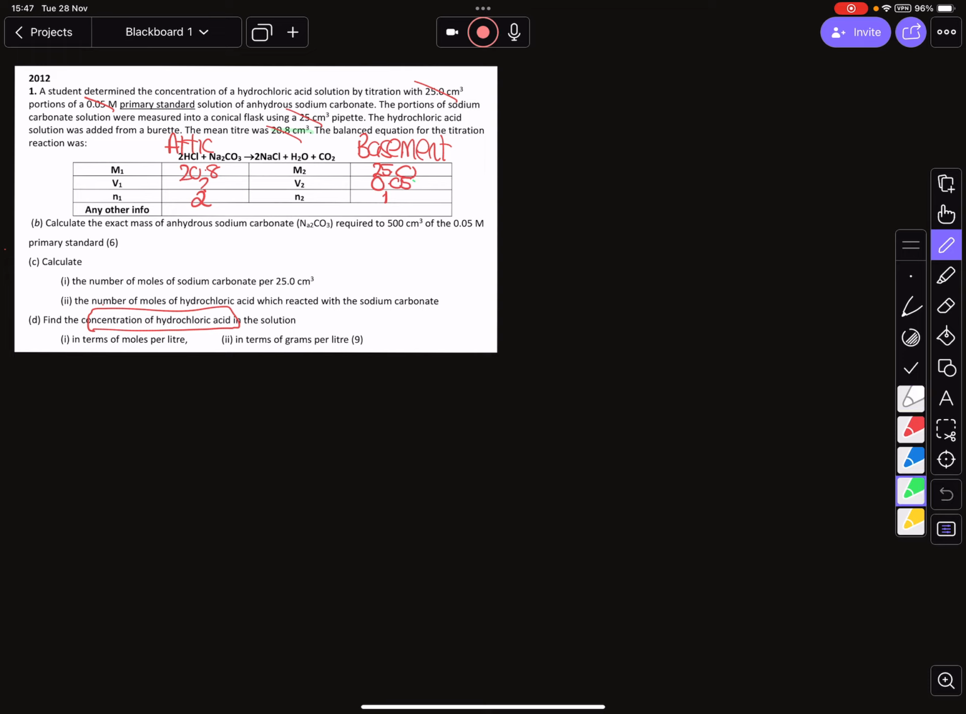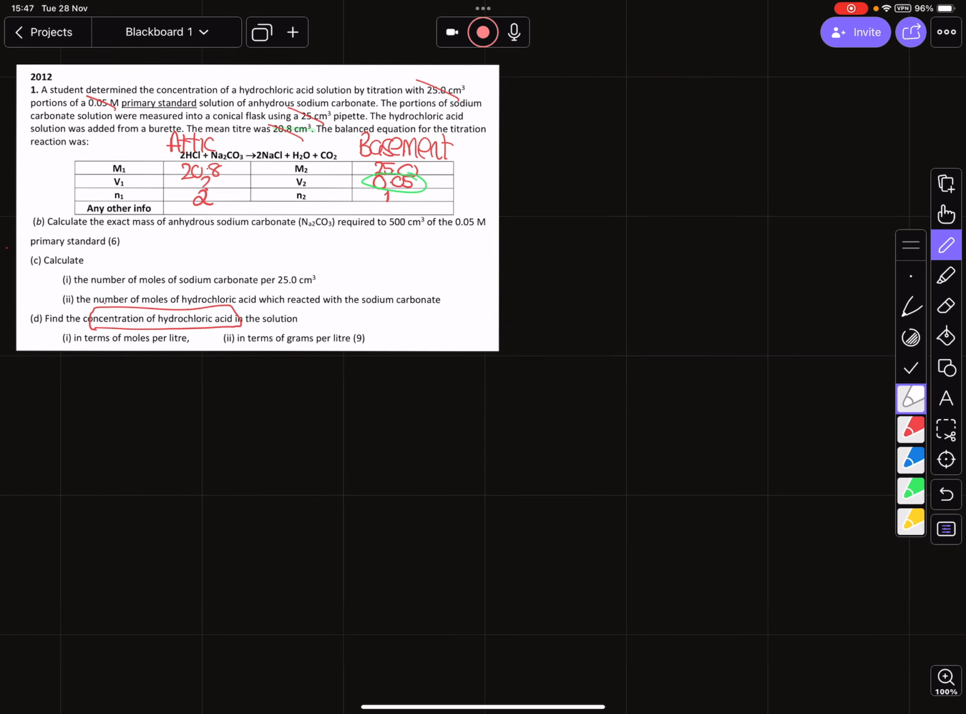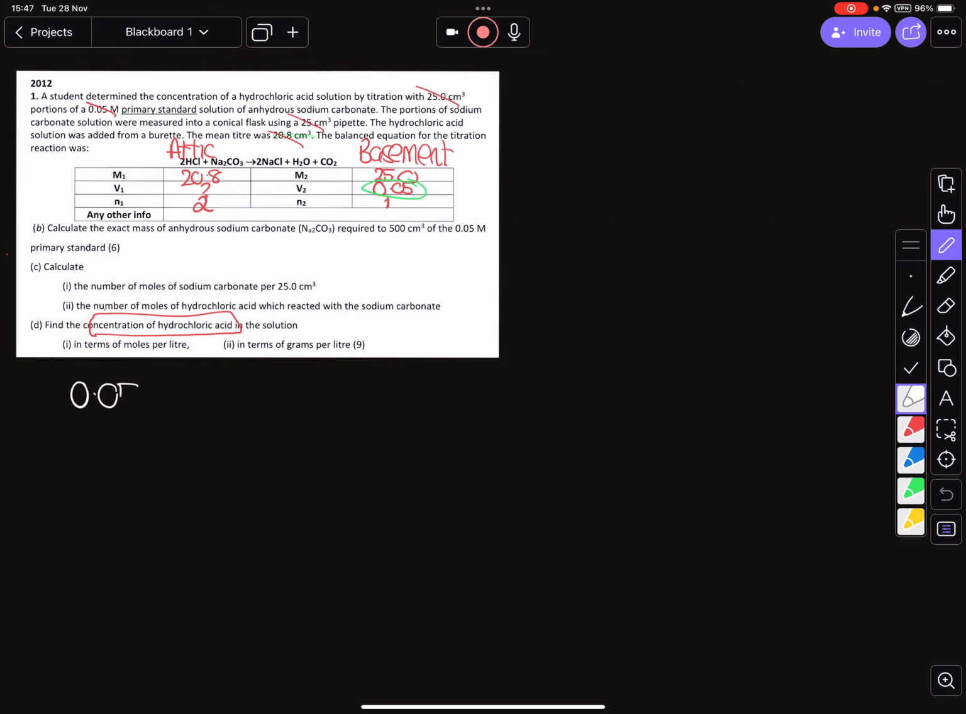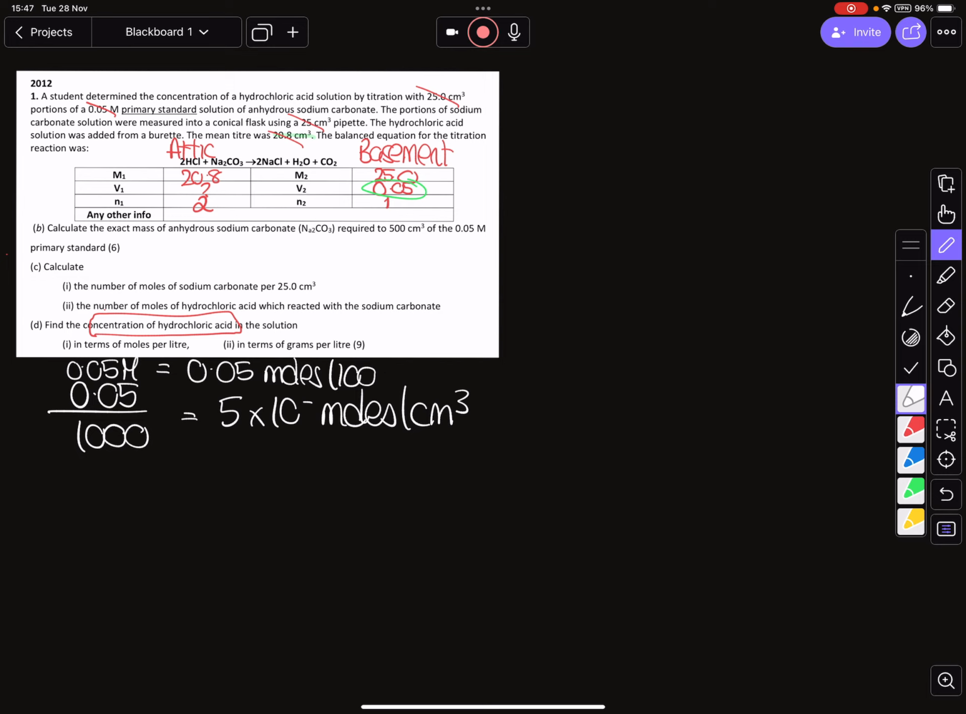So we have said, or at least I have said, this is your way in. The 0.05 is where you're going to start. So we have 0.05. We're going to divide it by 1,000. And when we do that, we're going to get 5 by 10 to the minus 5 moles in a centimetre cubed. Okay, I should have said up here that 0.05 big M is the same as saying 0.05 moles in 1,000 centimetres cubed. So apologies for that.